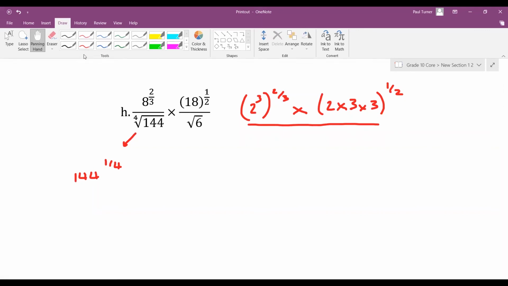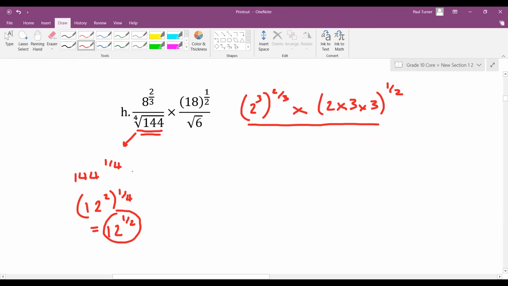So what I would do, change that to 12 squared first, which is 144, that's a quarter. So that would be 12 to the half. So this is the same as square root 12, this number here. And 12 to the half would be 2 times 3.